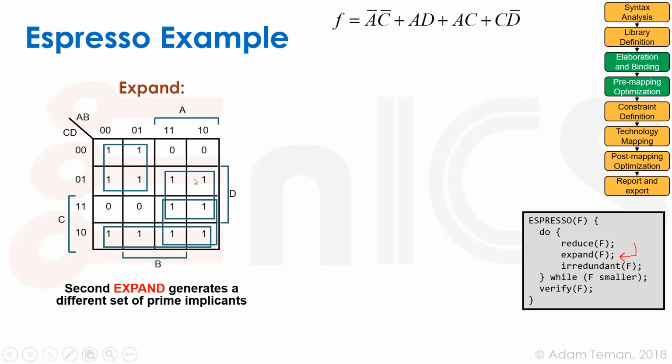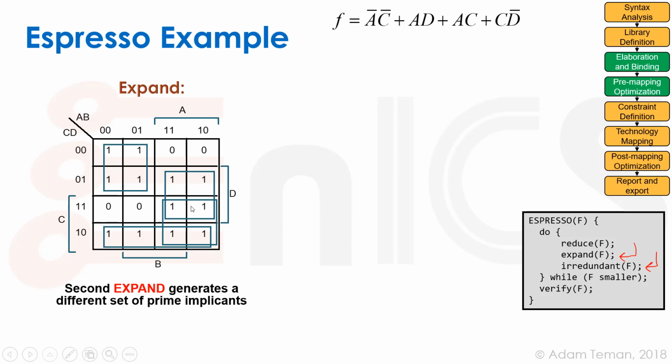Okay, and now we're going to do the irredundant stage over here. And at the irredundant stage, we're again going to look at what we have here, and we see that this cube is completely covered by this cube and this cube, and therefore it is redundant.